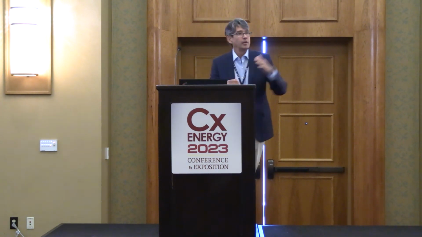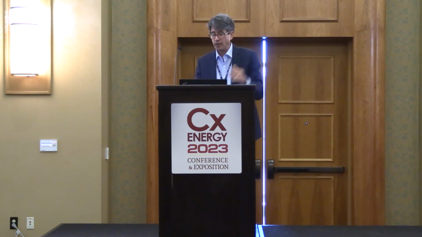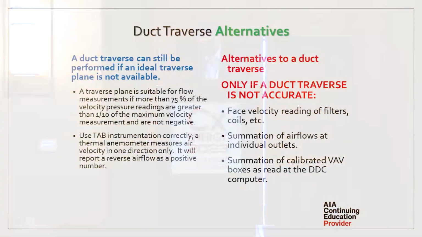The other side is performance. How much are you hurting the performance of that unit, where all of a sudden we can't make airflow and the unit can't perform because of that ductwork situation? Just as Galen had mentioned, a duct traverse can still be performed if an ideal traverse plane is not available. If we don't have that spot, we're still going to take one.